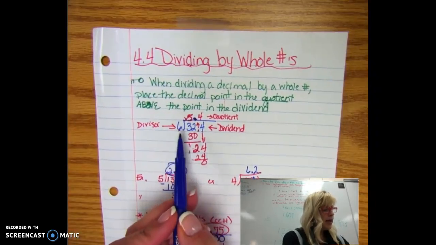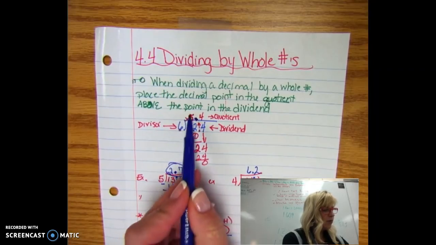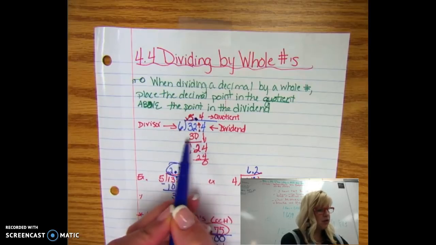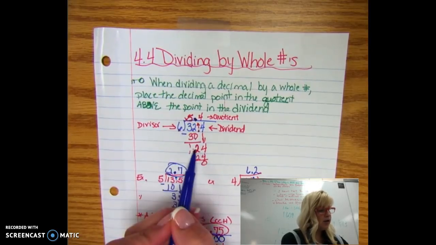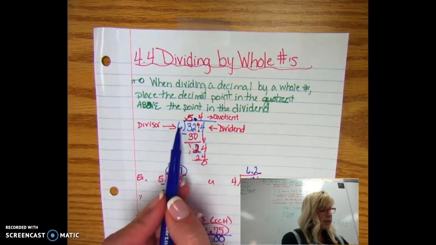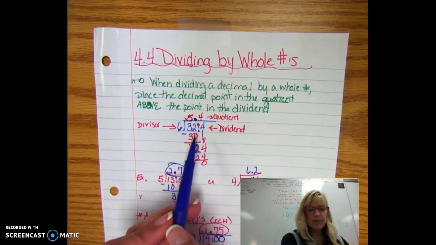So the next step is you say, okay, how many times does 6 go into 32? Well, 6 times 5 is 30. 5 times 6, put your 30 right here, you subtract. You'll get your 2. You bring down your 4. 6 goes into 24 4 times.